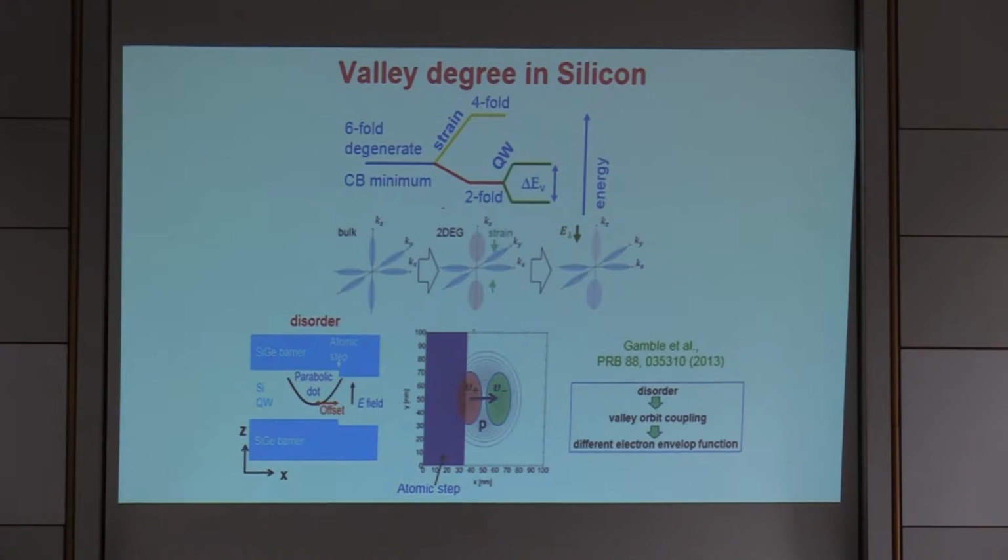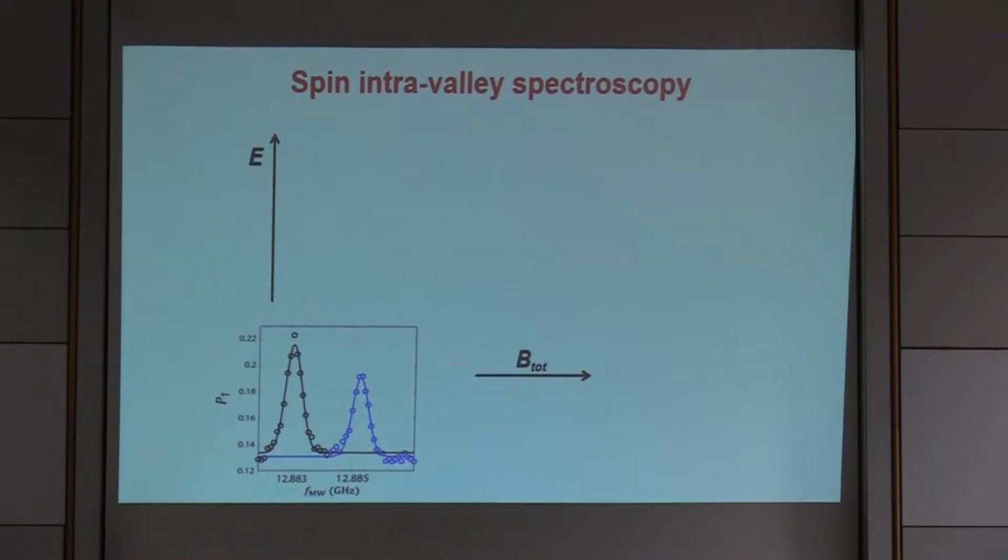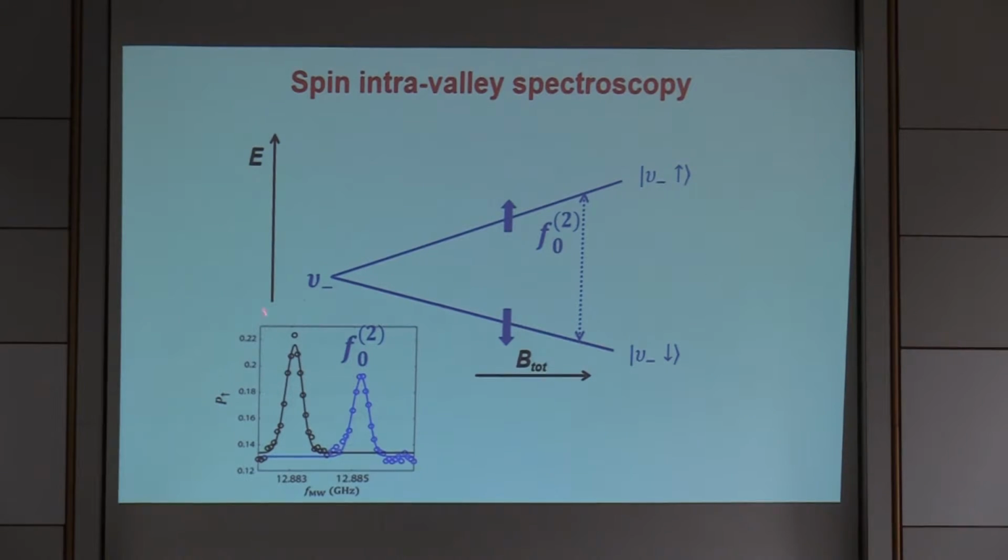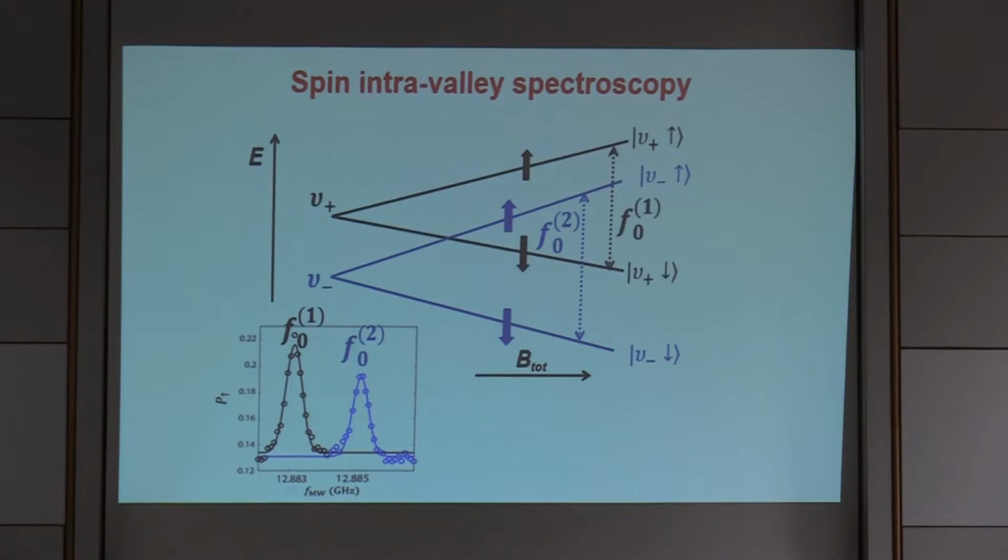And furthermore, this kind of step disorder introduces what is called valley-orbit coupling. So now the valley degree of freedom gets coupled with the orbital degree of freedom. And what does it mean? It means that the orbital wave function for the two valley states gets a bit different. So now we are able to address both of those peaks. So we have valley ground state spin resonance, and valley excited state spin resonance.